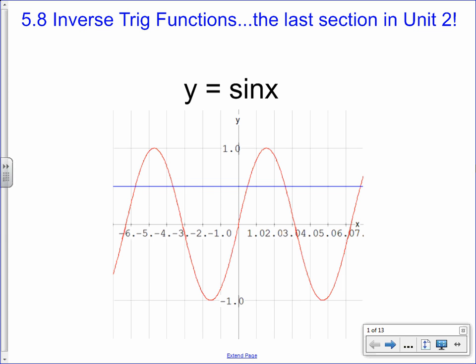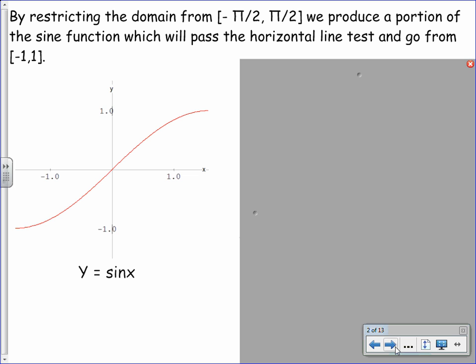First of all, does this pass the horizontal line test? No. Right now, as it is, does this graph have an inverse? No. So what we need to do is restrict the domain. If I restrict the domain from negative pi over 2 to positive pi over 2, do we pass the horizontal line test? Yes, we do.